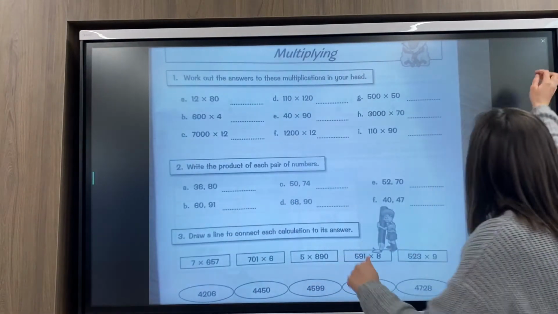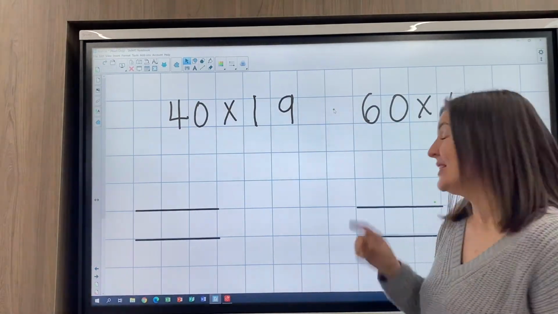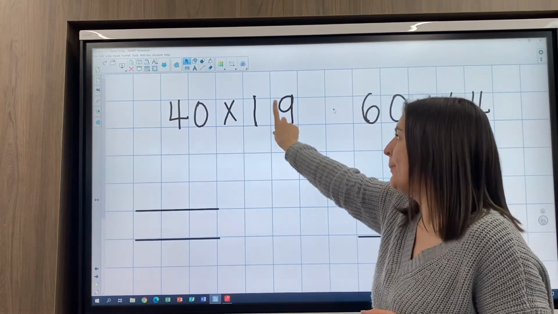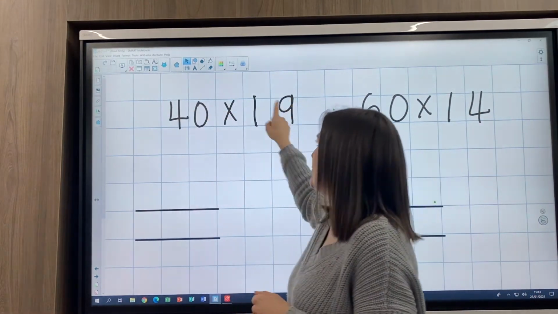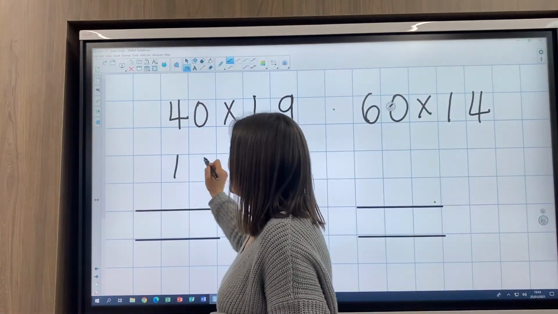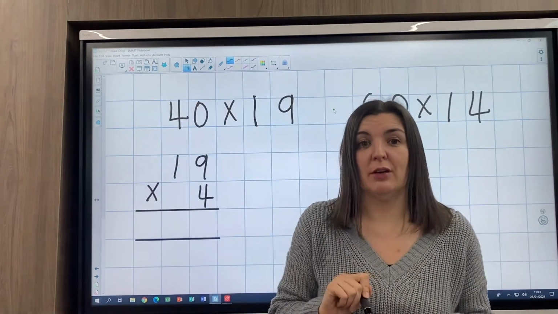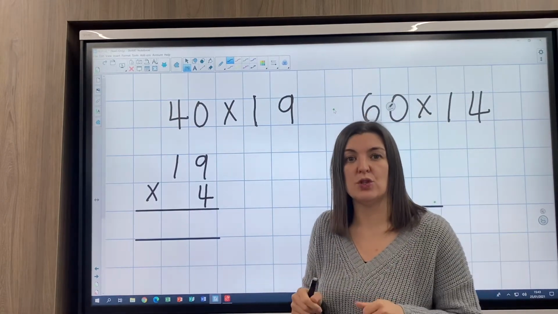Okay, so I've got a couple of examples to help you. Again, there's a little trick with these. Because we are doing 40 multiplied by 19, we can just cover the 0 and do 19 times 4. So that's our first step. Now, we're going to do short multiplication.